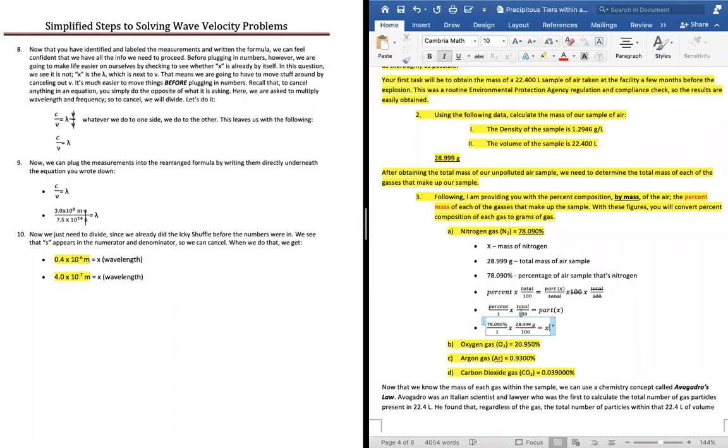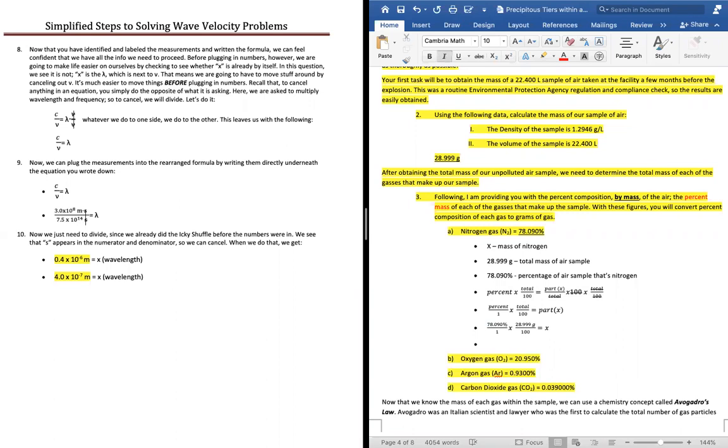So again, because I did the work already up here, because I moved stuff around in the equation, all I have to do is punch this into the calculator. So I'm going to go to my calculator and plug this stuff in. So we have, and again, notice how I wrote it in the fraction form. It makes it easier for you to see how it's supposed to go into the calculator. So I'm doing 78.090 times 28.999. So we'll punch that in, press equal. And then down here on the bottom, I'm doing 1 times 100.